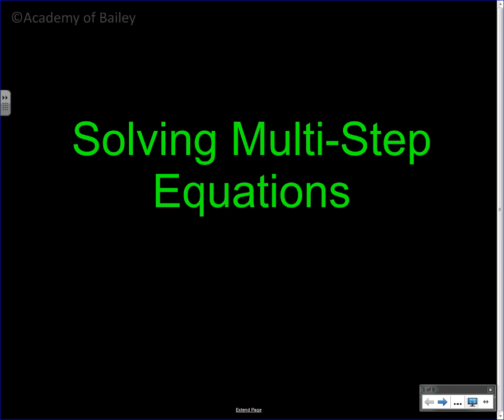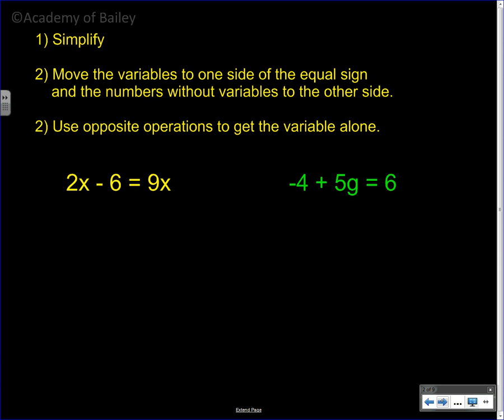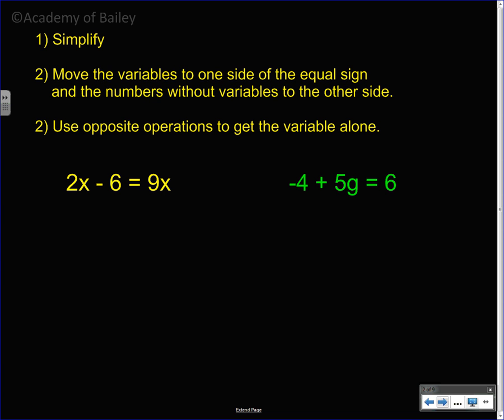Hey, we got a video here that's going to be solving multi-step equations, and this is going to be the 3 steps. It should say 3 right there. These are going to be the 3 steps that you need to do in order to solve multi-step equations. Let's look at the green one first. The green one here on the right.